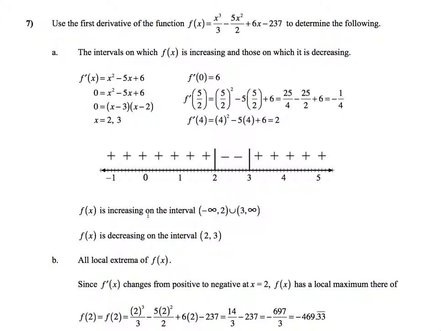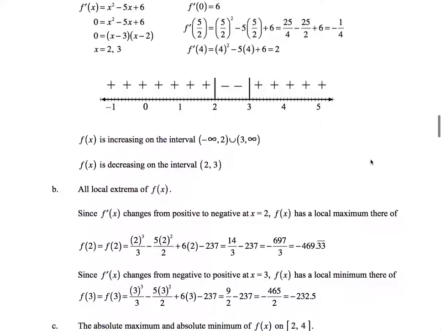So the function is increasing on the intervals negative infinity to 2, not including 2 because it's 0 at 2, union this interval, 3 to infinity, again, not including 3 because it's neither increasing nor decreasing there because the derivative is 0. Then in the middle, from 2 to 3, the function is decreasing. Okay, and that answers everything we're asked for in part A.